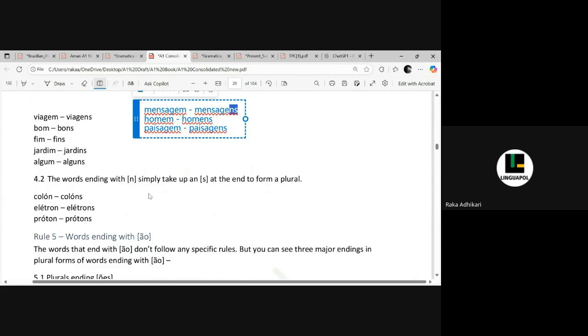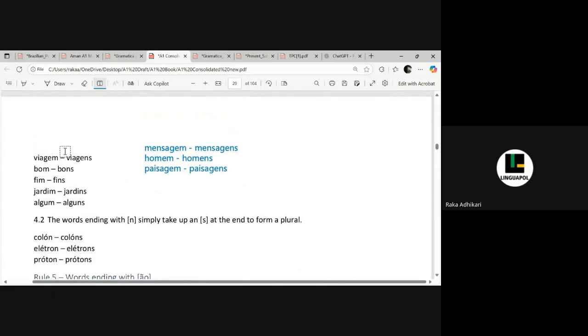Then what about the words that already have an N at the end? If we have a word that already has N at the end, then we will simply add S to make the plural. Like colon, colons, electron, electrons. So we are doing nothing but adding an S at the end. So for words that have M at the end, we have to remove the M and add NS. Whereas for the words which already have an N at the end, there we will just add an S to make the plural.